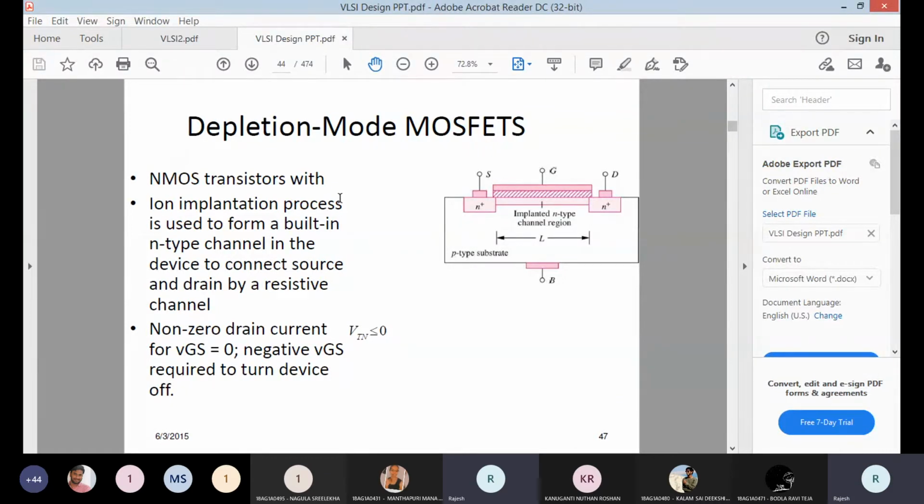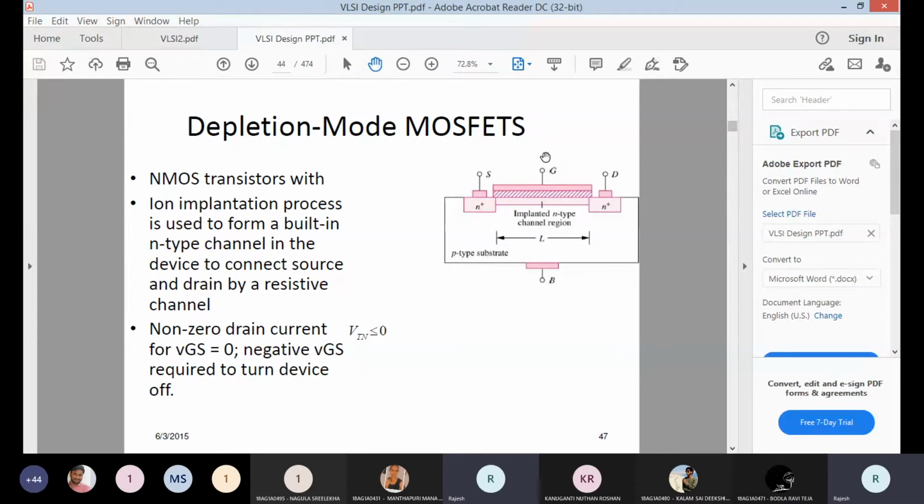Inbuilt channel means that while fabricating, you have made the material P type and you have made two N plus regions. Along with that, if you see this pink diagram, there is an implanted N type channel region. So what is VGS required if you implant an N type channel region? Already there is an N type region, so it has majority electrons. So there is no need for gate voltage.